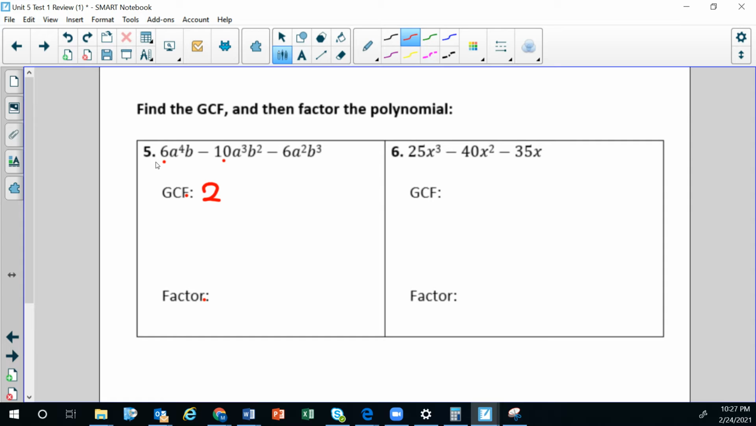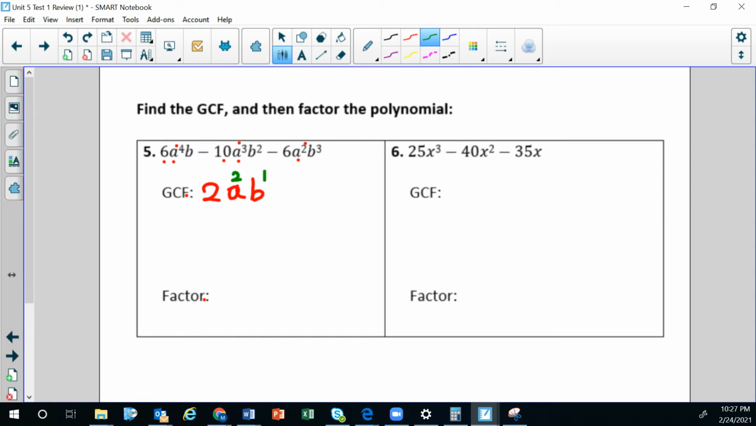All right. Now, let's look at the variables. A is in all three terms, so we're going to put an A there. And B is in all three, so put a B there. So let's find the ones with the lowest exponent. We have an A to the 4th, an A cubed, and an A squared. So 2 is the lowest exponent. Look at the B now. We have B to the 1. So that has to be the lowest exponent. All right, so that's your GCF.